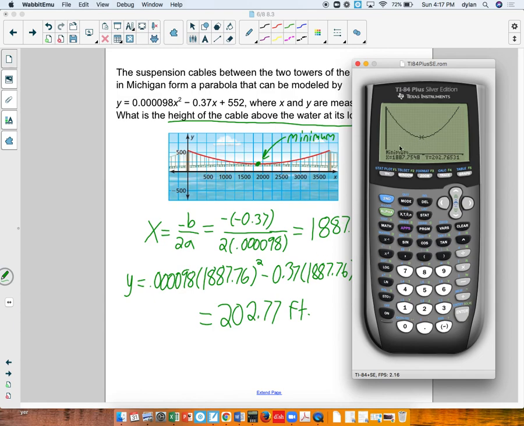So this is just another way to use your calculator to help you find minimum and maximum values, particularly when your quadratic function is very complicated. So that brings us to the end of our 8.3 lesson video. Make sure you use graph paper for the homework and let me know if you have questions.